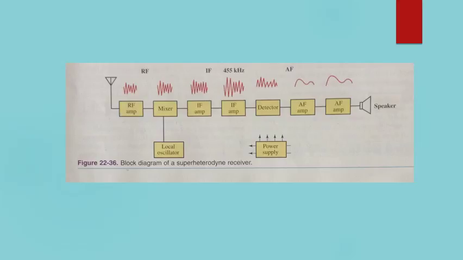See figure 22-36. The signal picked up by the antenna is fed first to a stage of radio frequency amplification, or RF amp. The output of the RF amp is then fed to the mixer or converter stage. The output of a local oscillator is also fed to the converter.